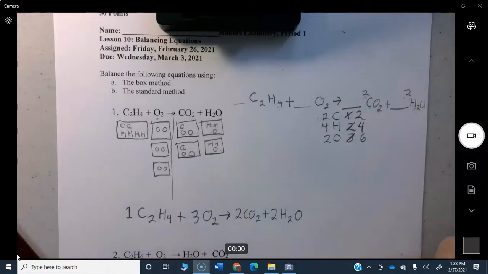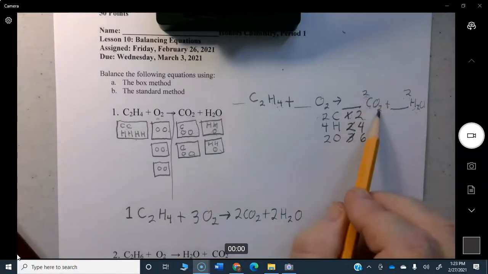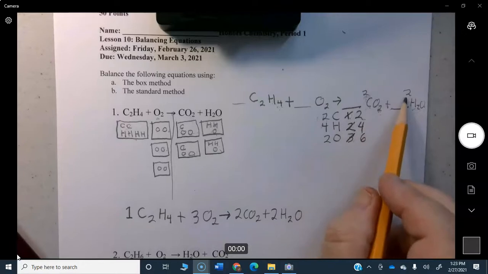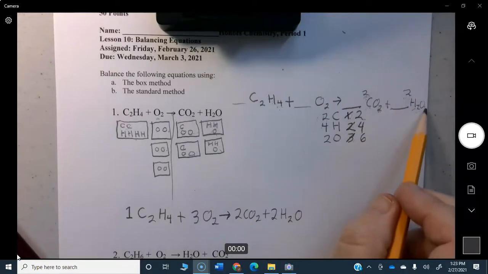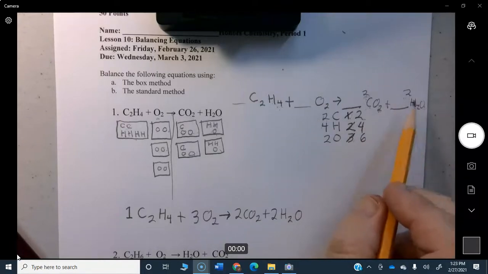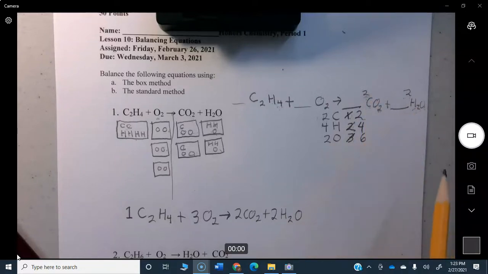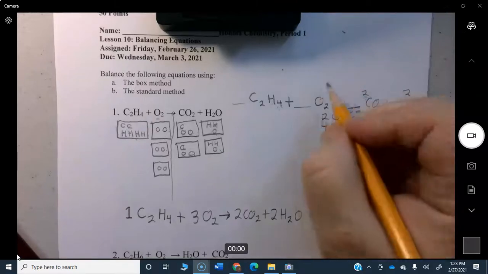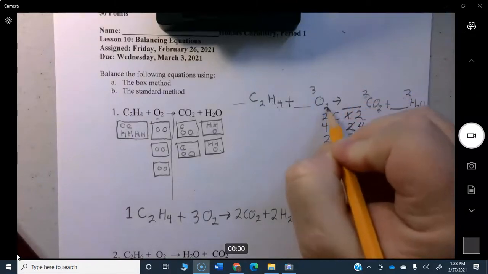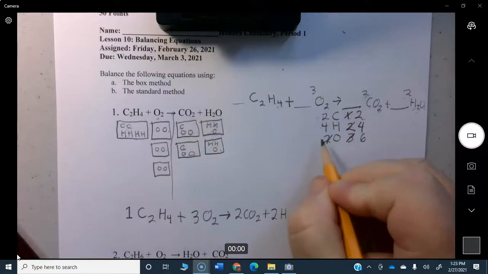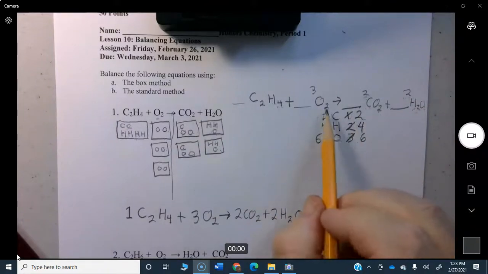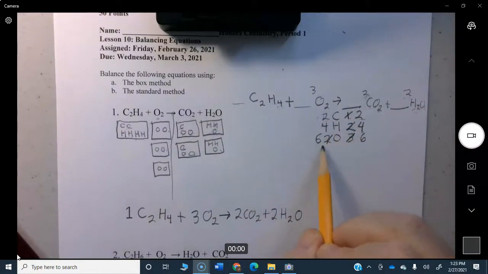Stop for a second and think about that if that was a little confusing, okay? Again, this 2 distributes to that, so it's 2 times 2 is 4. This 2 distributes to the 1 right there that you don't write, so it's 2 times 1 is 2, so 4 plus 2 is 6. Finally, the only thing we need to do now is get the oxygen in balance. We have 2 on this side, 6 on this side, so we're going to multiply this by 3. So 3 times 2 is 6, and now everything's in balance: 2, 2, 4, 4, 6, 6.